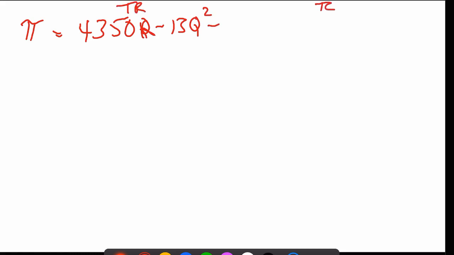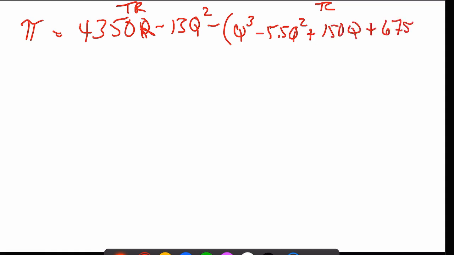Okay. So let's try this. Let's say we have a profit function, and again, that's aq minus 13q squared, and that's total revenue, and then I need to minus total cost, which is q cubed minus 5.5q squared plus 150q plus 675. Okay? So I need to take the first derivative of this. And I can just mark it like that, right? Put the little prime there, and that means the first derivative, as we all know.